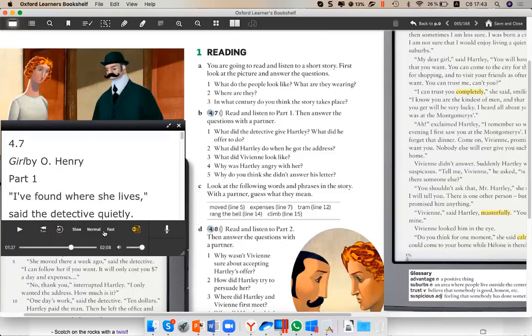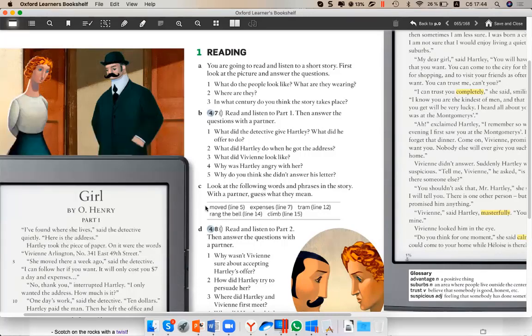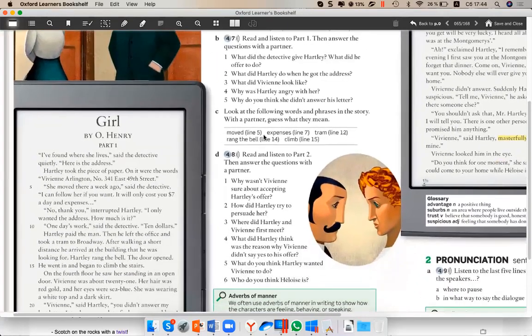The text can be read and listened to at different speeds: slow, normal, and fast. Well, later, before answering the questions, you are to work with the text.